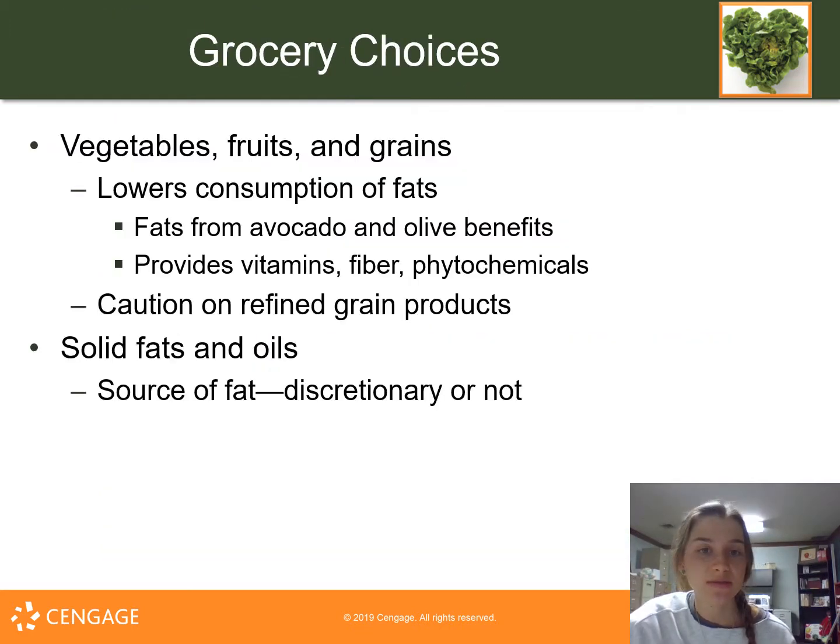Vegetables, it's important to consume a wide variety of vegetables, fruits, and grains in your diet. With solid fats and oils, avoid those invisible fats from high-fat cheese products or baked and fried foods.